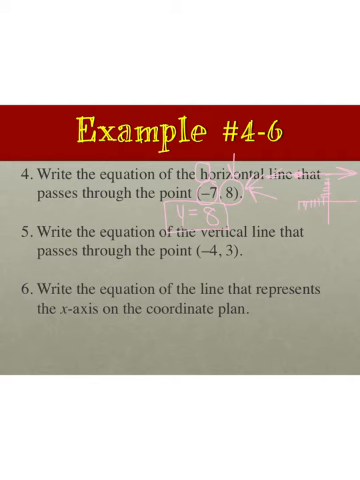All right, try example number 5 on your own. Write an equation of a vertical line that passes through negative 4, 3. All right, hopefully you get x equals, because a vertical line is always x equals, and it's negative 4.